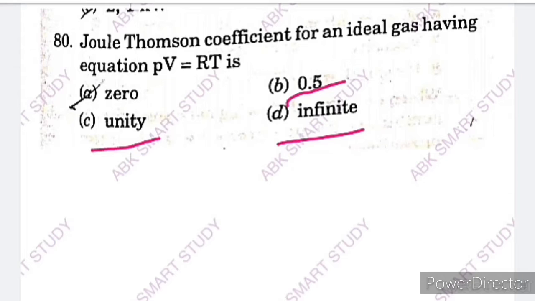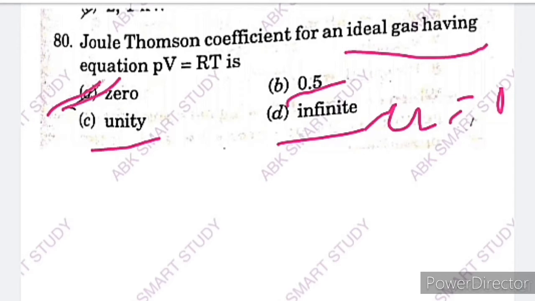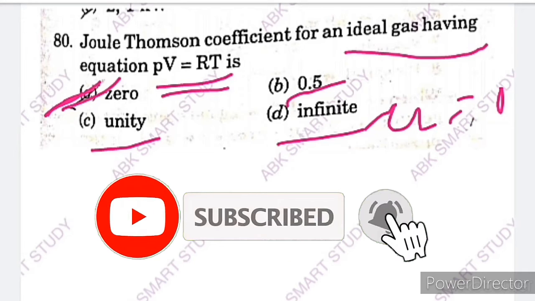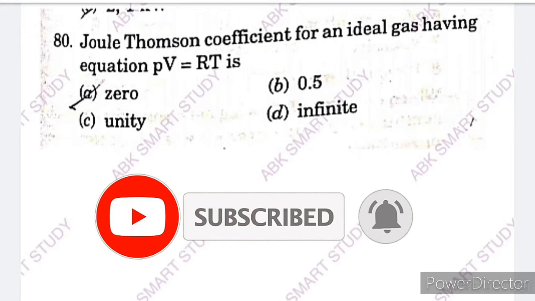So here for an ideal gas, mu is equal to 0. Hence the ideal gas will not show any temperature drop while passing through a porous plug. So the Joule-Thomson coefficient for an ideal gas is always equal to 0. So here the correct option is A. Joule-Thomson coefficient for an ideal gas having equation PV is equal to RT is equal to 0. So here option A is the correct answer. Next question.